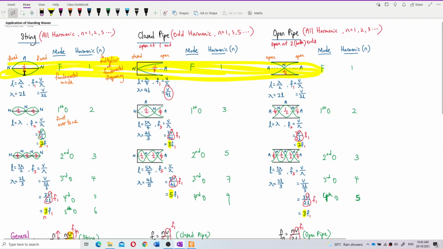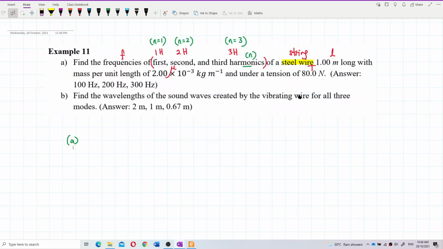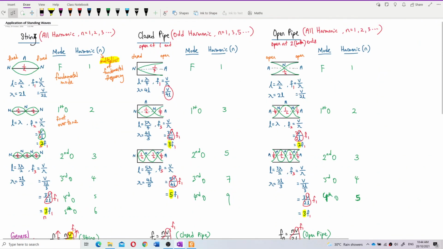You must remember the shape of the fundamental mode for each type of stationary wave. This is the string fundamental mode. This is the closed pipe fundamental mode. This is the open pipe fundamental mode. You need to remember the first picture. By using the first picture, you can draw the rest of the pictures. Understand? Important is the first picture you need to know. So the fundamental mode for string is this one. It's like half wavelength, node to node.